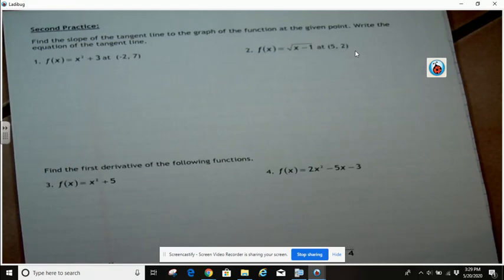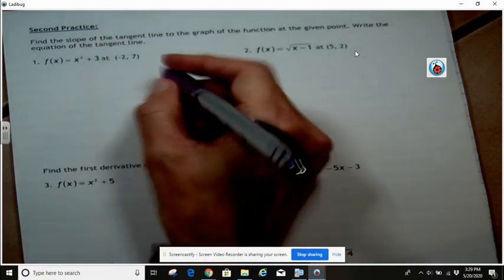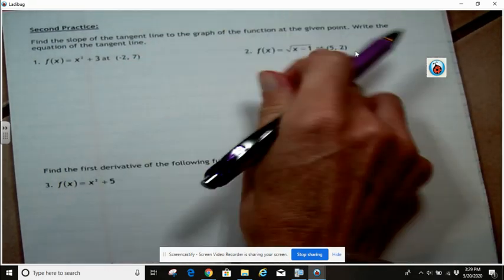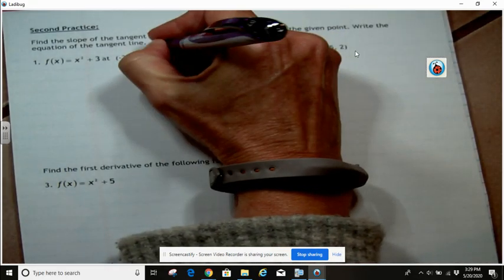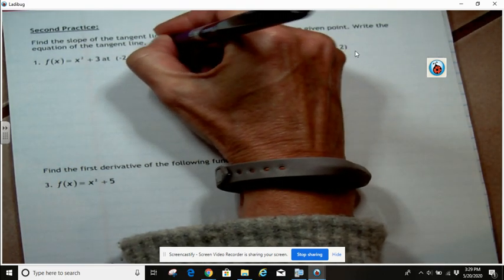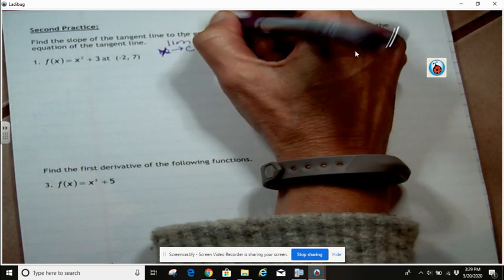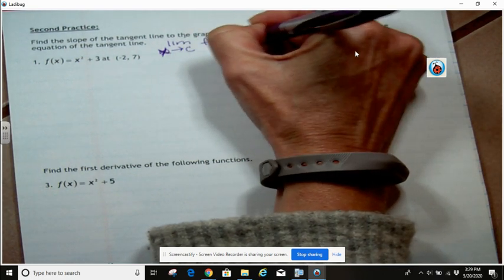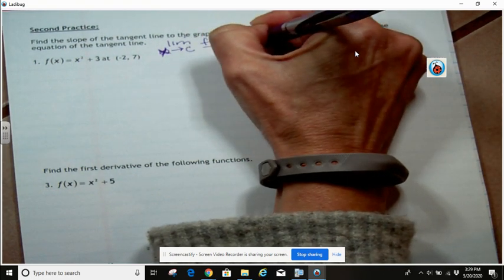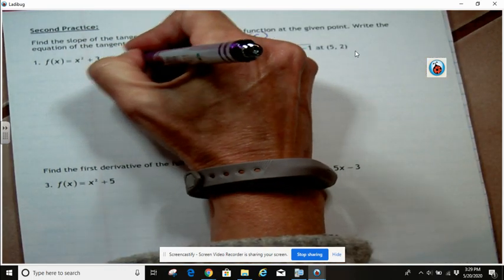So first two problems, find the slope of the tangent line to the graph of the function at the given point, write the equation of the tangent line. So this is going to be more like the last problem that we did. We are supposed to find the slope of the tangent line, but we're also supposed to write the equation of the tangent line. So it's asking for two different things, okay? So since we have the specific point, that's the limit as x goes to c of f of x minus f of c over x minus c. And remember the ordered pair is just c comma f of c.